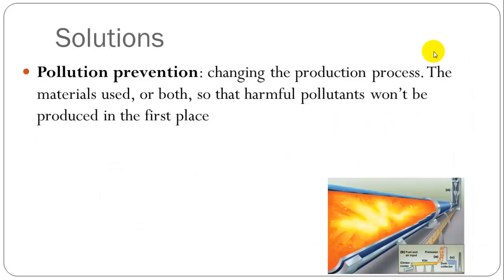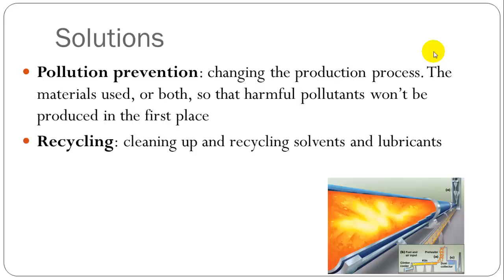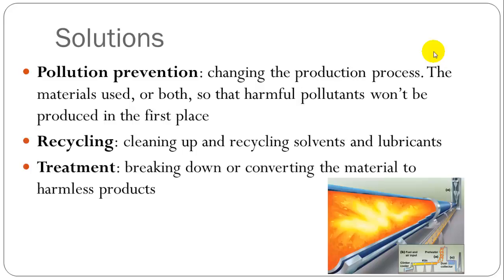Other solutions we just talked about can be broken down into these four major categories. You can prevent pollution, changing the production process so there are fewer emissions, less toxic waste, the materials are more environmentally friendly, and so forth. You can recycle solvents and lubricants and use them over again. You can treat them, by breaking them down and converting them into harmless products, or just finding a way to dispose of them safely. Maybe even incinerating them, right?